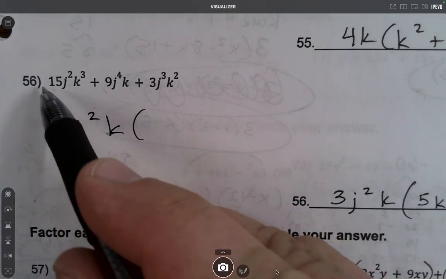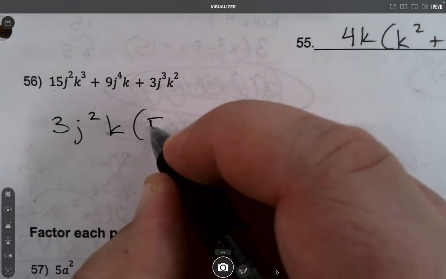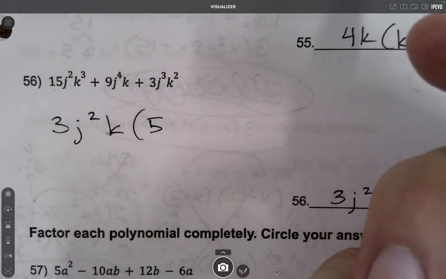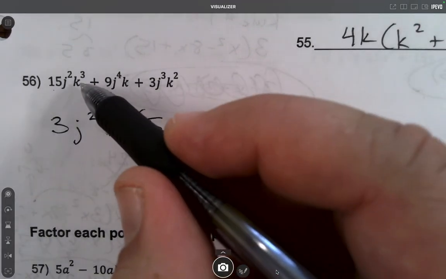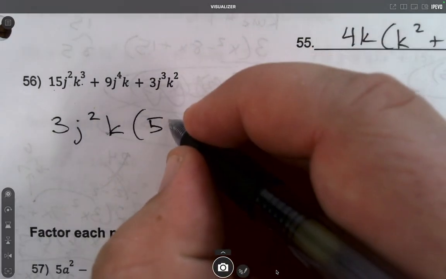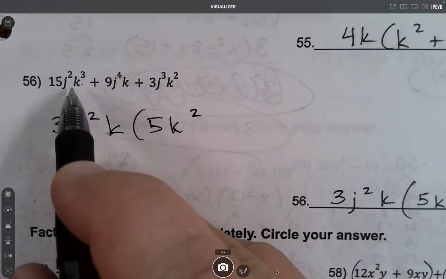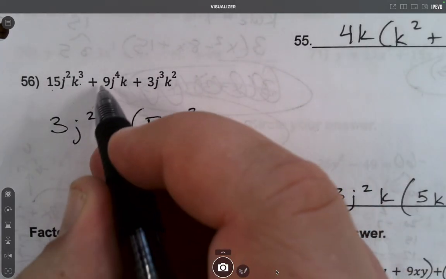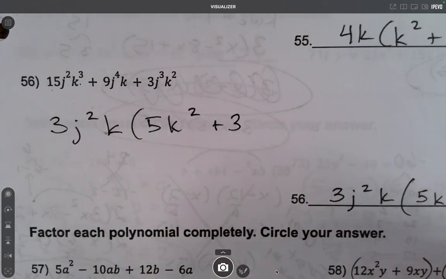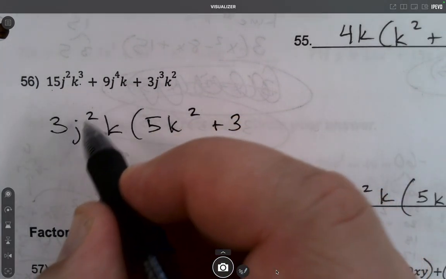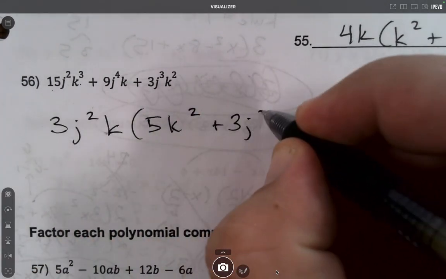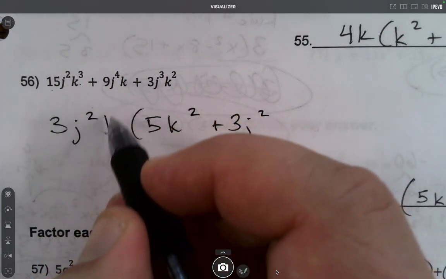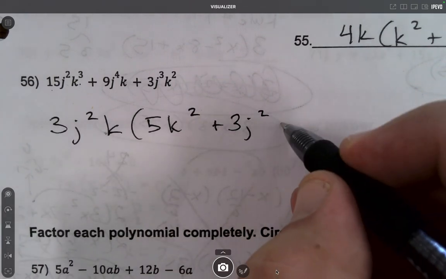So we do 15 divided by 3, which is 5. J squared divided by j squared, that's just 1, so it basically disappears. K cubed divided by k gives you k squared, because we had 3 and we were taking 1 away. 9 divided by 3 is 3. J to the 4th divided by j squared is j squared, because we had 4 and we took 2 away. And we took away the only k we had, so there's no k left in this middle term.